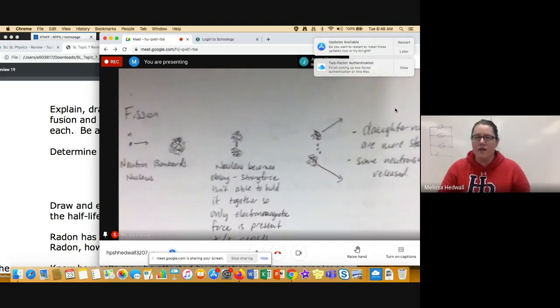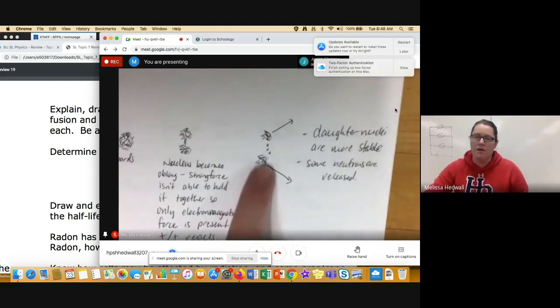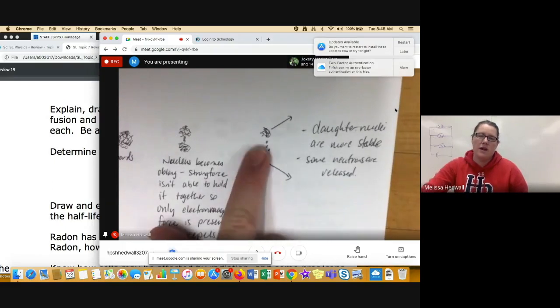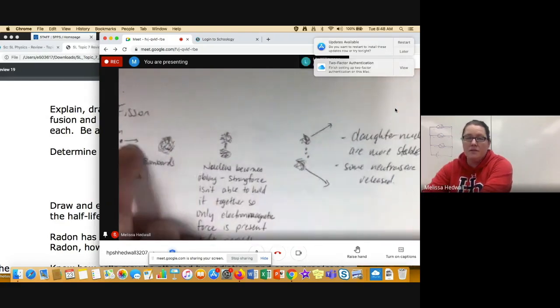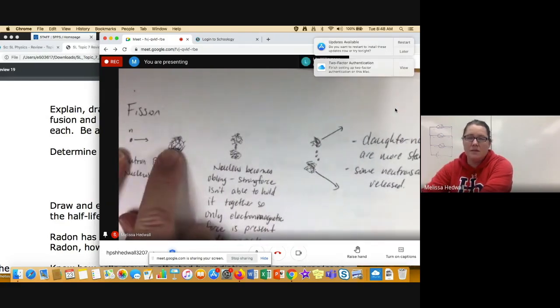And not every neutron can be a part of these nuclei, so some neutrons are released. They're released with energy in the way of motion. Those neutrons then go on and bombard into another nucleus, and the same process occurs.